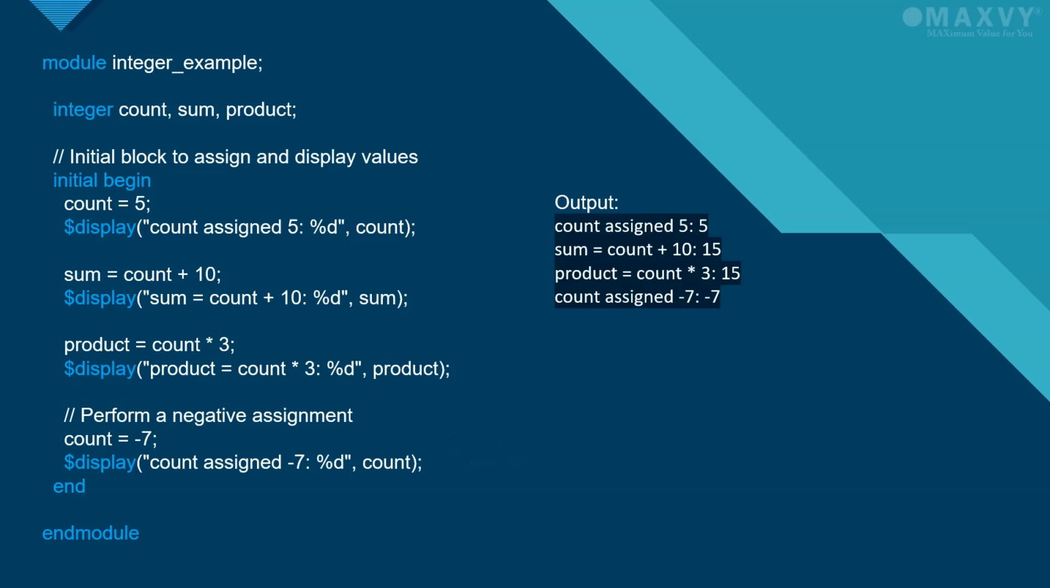The key takeaway here is that while the reg data type stores values as unsigned quantities, integer types store values as signed quantities, making them more suitable for operations where negative values or larger ranges are needed.